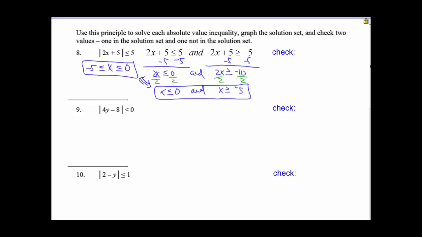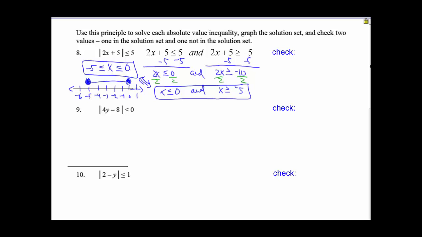If we graph this, we know negative 5 is the lowest number, so I'm going to go one little less. So this is negative 6, negative 5, negative 4, negative 3, and so on. Because we have the equal to, we know that if we plug in negative 5, it works. So we can do a closed circle on negative 5. And we can also do a closed circle on 0. And we're going to shade all of the numbers that are less than 0 but greater than negative 5. So that is everything in between here.